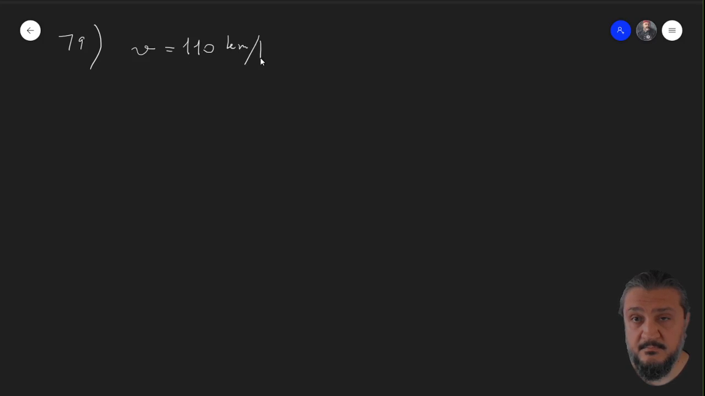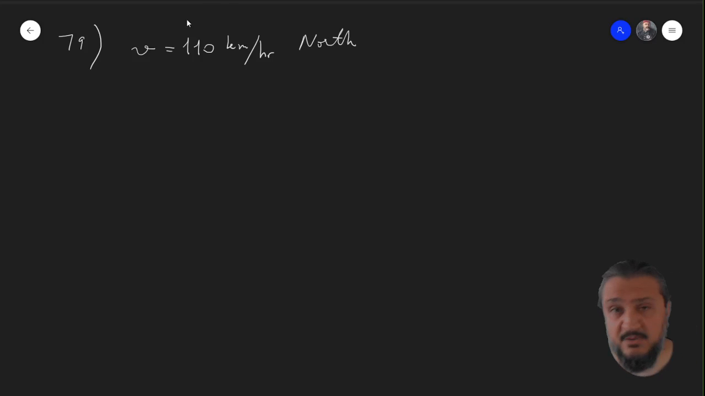Kilometers per hour, and that is north. This is the velocity of a car. I'm going to call it VC.